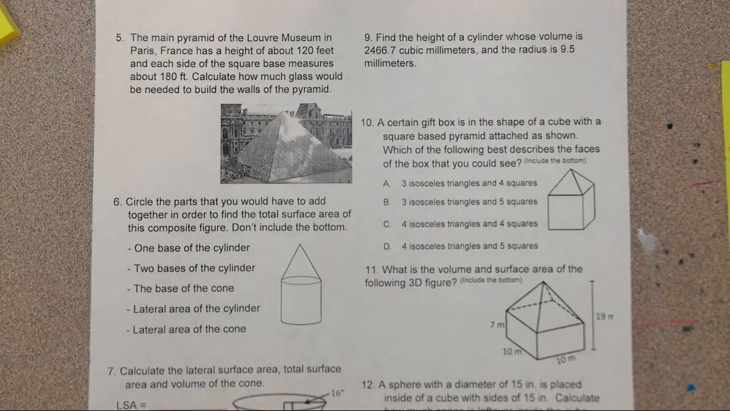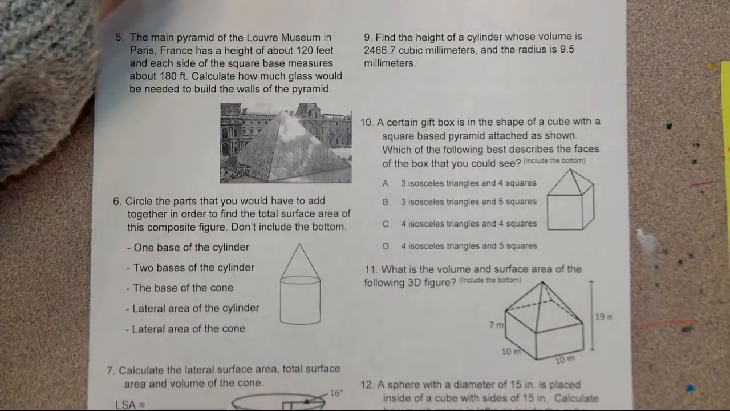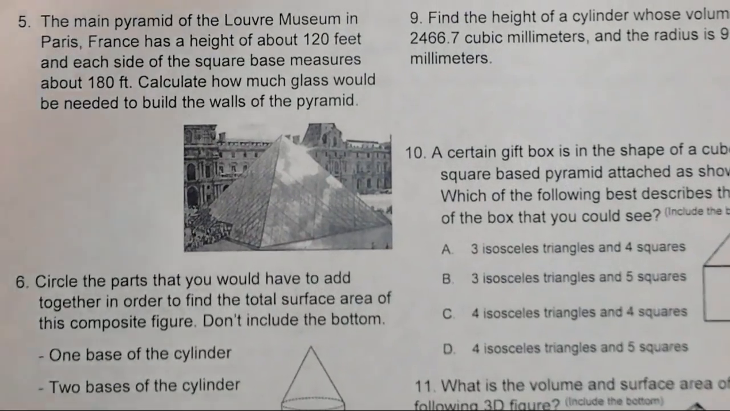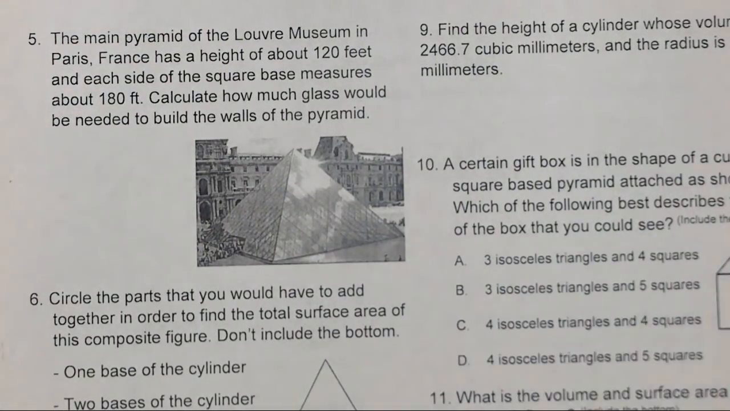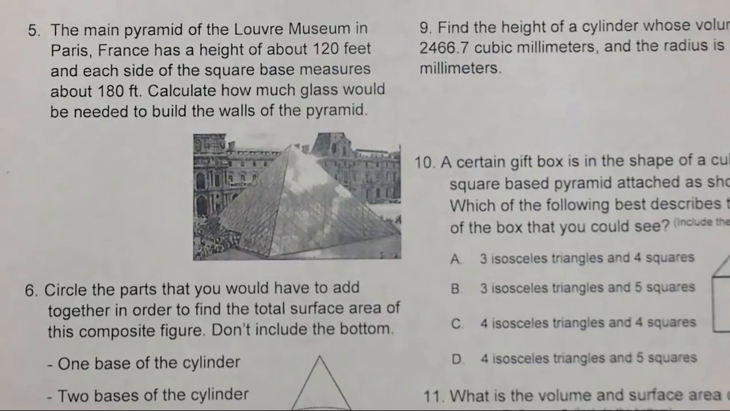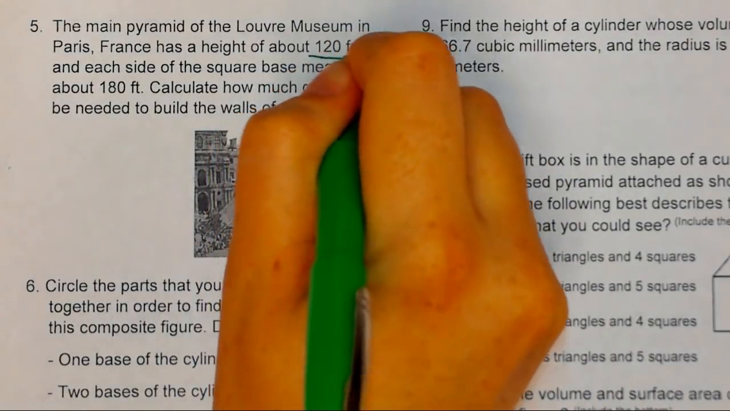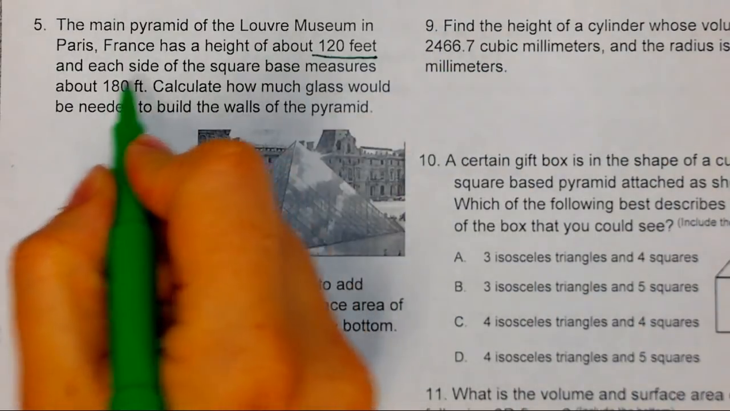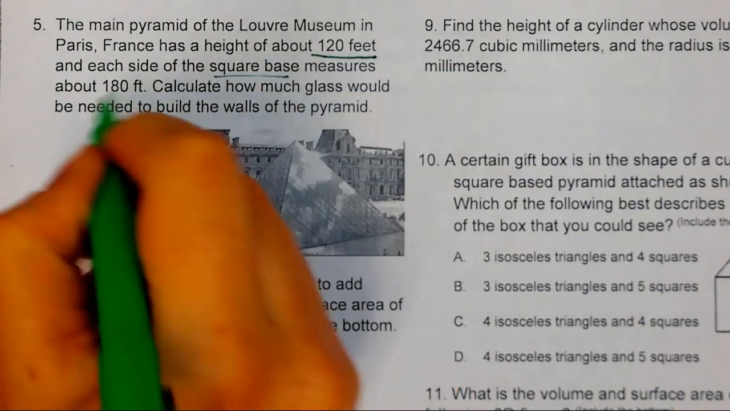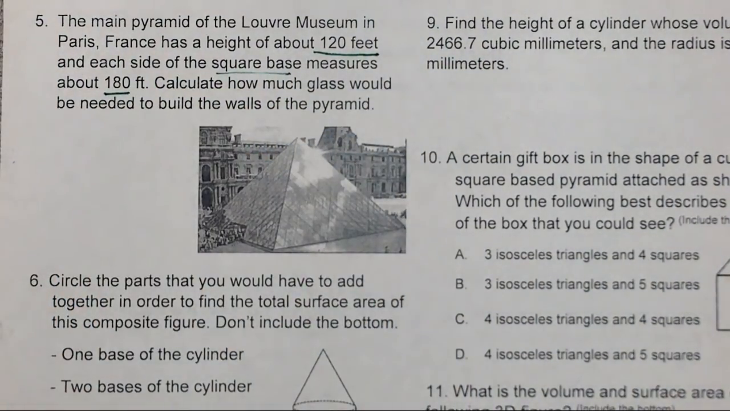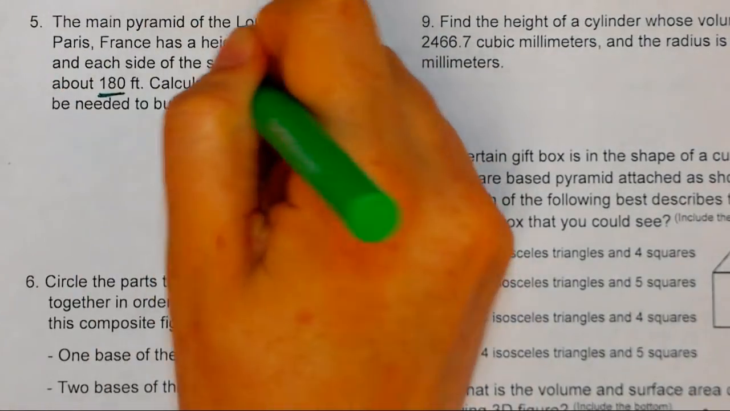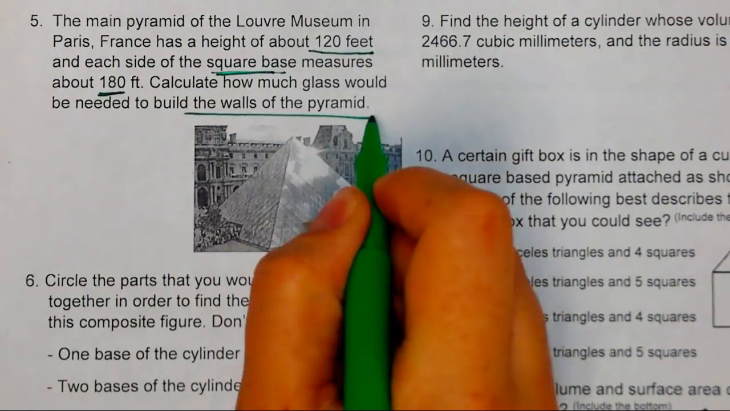Alright, so now we're on the back side, so I'm going to be working the back side problems for the review. Okay, so number 5, it says, the main pyramid of the Louvre Museum in Paris, France, has a height of about 120 feet, and each side of the square base measures about 180 feet. Calculate how much glass would be needed to build the walls of the pyramid.